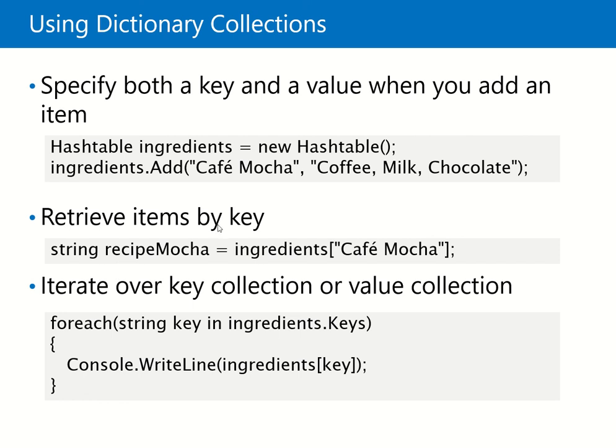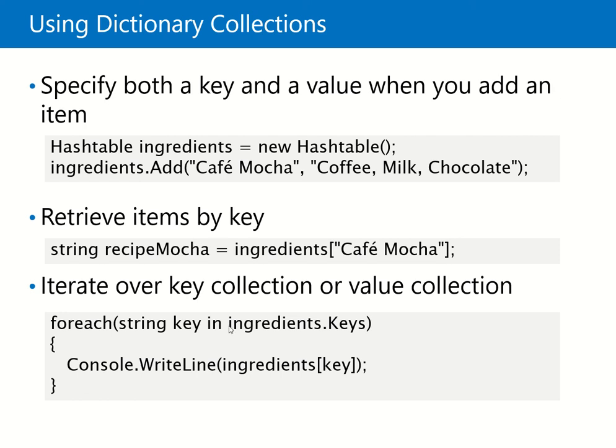So you can retrieve the items by key. For example, you create a variable, whatever the name of the variable, recipe mocha for example, equal to ingredients and then the key. The key is cafe mocha, and to retrieve the value, cafe milk chocolate. It is a key value pair. By calling the key, you retrieve the value, and it stores the string coffee milk chocolate into this variable.